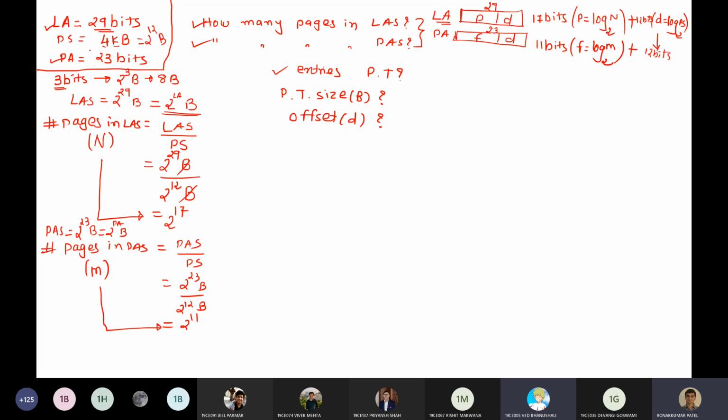So your logical address space. The number of pages in logical address space.